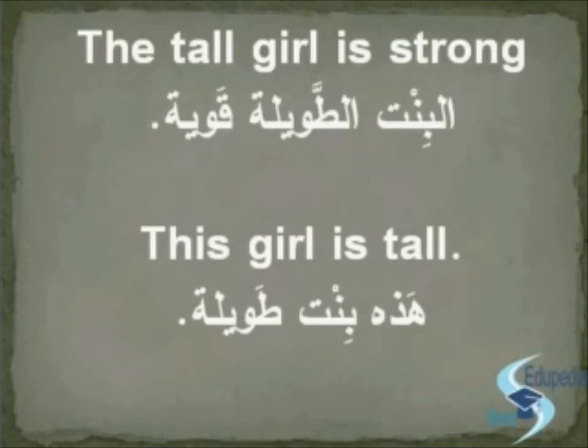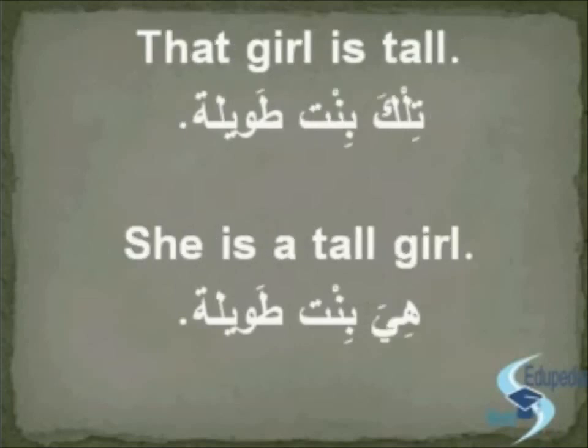The tall girl is strong. البنت الطويلة قوية. البنت الطويلة, that phrase is definite. قوية, which is the adjective, and it is indefinite. البنت الطويلة قوية means the tall girl is strong, and it is a sentence. This girl is tall. هذه بنت طويلة. We use هذه because بنت is feminine. هذه بنت طويلة. This girl is tall.